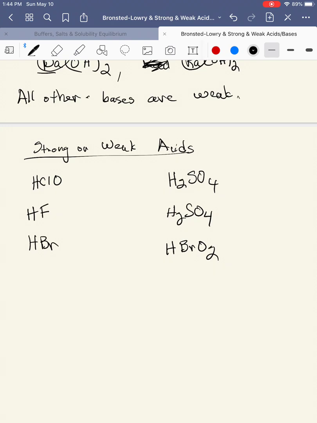First of all, these are the binaries. The three strong binaries are HCl, HBr, and HI. So binary means hydrogen and one other element. HF is not one of our strong binaries, so that's a weak acid. HBr is one of our strong, so strong acid.